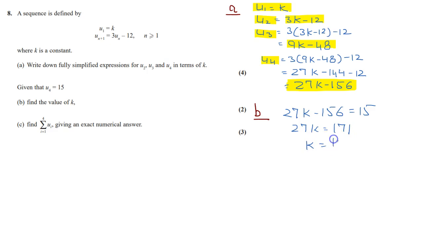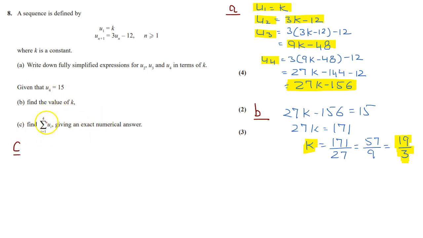So k is equal to 171 over 27. This can be divided by 3: 1, 7, 1, sum is 9, so it can be divided by 3. So it will be 57 over 9. The sum is 12, again it can be divided by 3. So that is 19 over 3. So the value of k is 19 over 3.